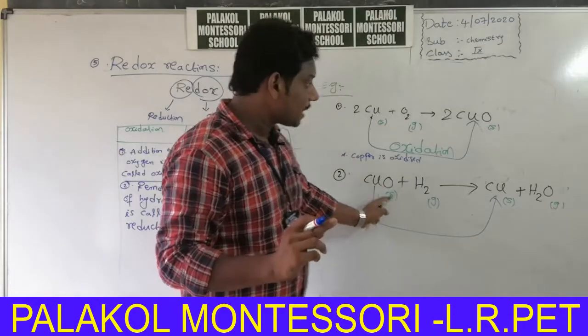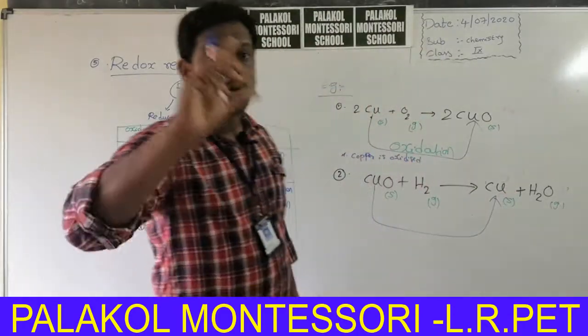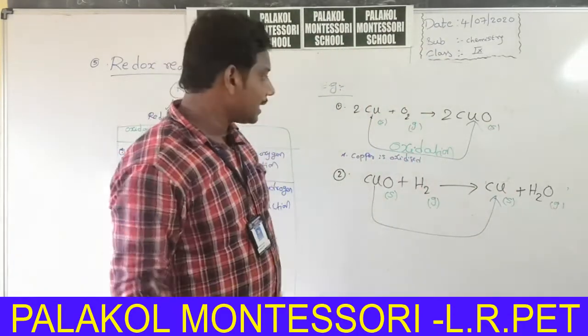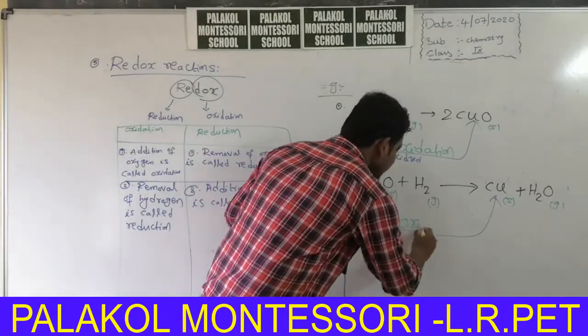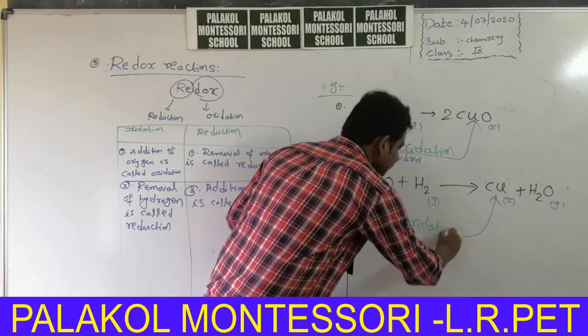Here oxygen is there, but here there is no oxygen. That means removal of oxygen takes place. Removal of oxygen is called oxidation. So in this example, oxidation takes place.